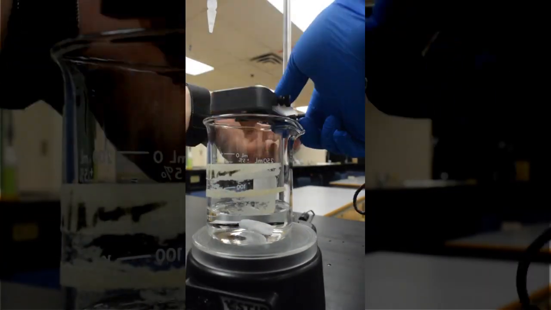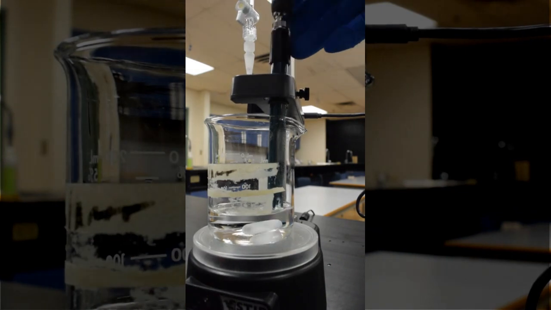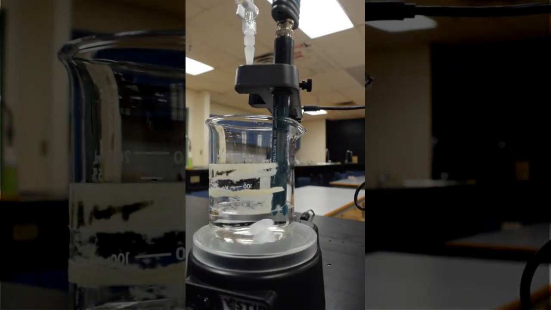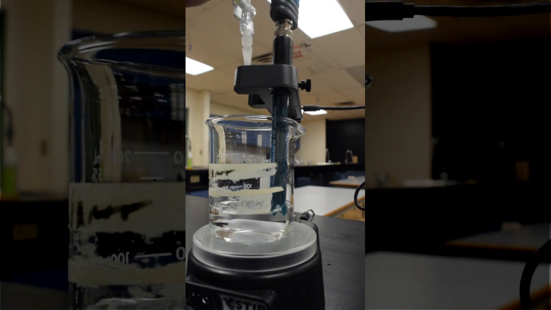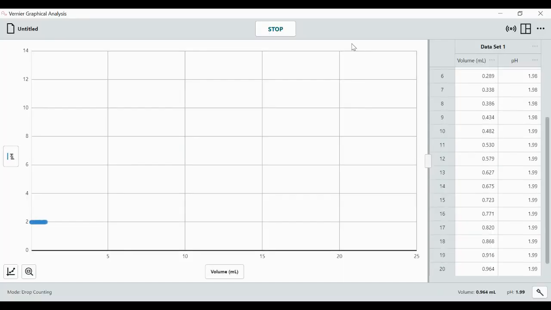To set up our apparatus, we have the acid solution in the beaker at the bottom with a stir bar. We have our drop counter and our pH meter, which is submerged in the solution, and our dropper just over the drop counter. The drop counter will count drops of base as it gets added to our acid solution, and the pH meter will take a record of the pH every time a drop is added.